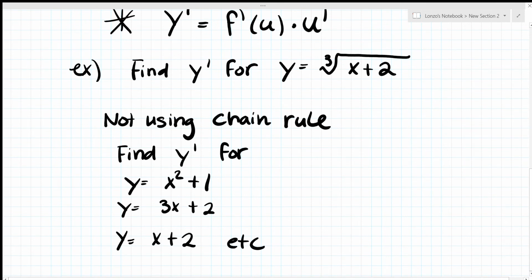So how do you know when not to use the chain rule? An example of when not to use the chain rule is y equals x squared plus 1. You're not going to use the chain rule because you're just going to use the simple power rule, right? Likewise, when you have y equals 3x plus 2 or y equals x plus 2, you're not going to use the chain rule. You'll see what I mean about when to use the chain rule.